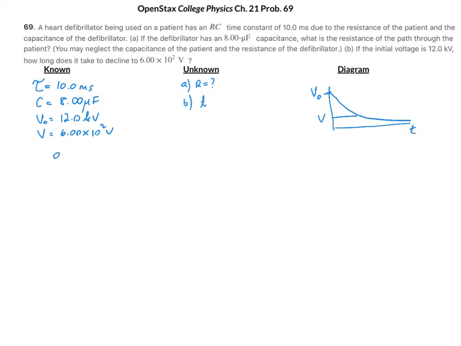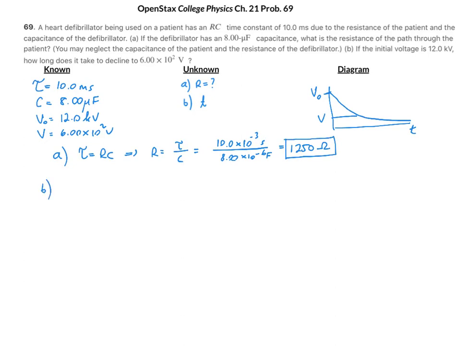So in part A, I'm looking for the resistance. Well, I know that the time constant is RC, and I know both the time constant and C, so the resistance is time constant divided by capacitance. Time constant is 10.0 times 10 to the negative 3 seconds divided by the capacitance, which is 8 times 10 to the negative 6 farads. And when we divide the two, we end up with 1250 ohms. So 1.25 kilo ohms resistance.